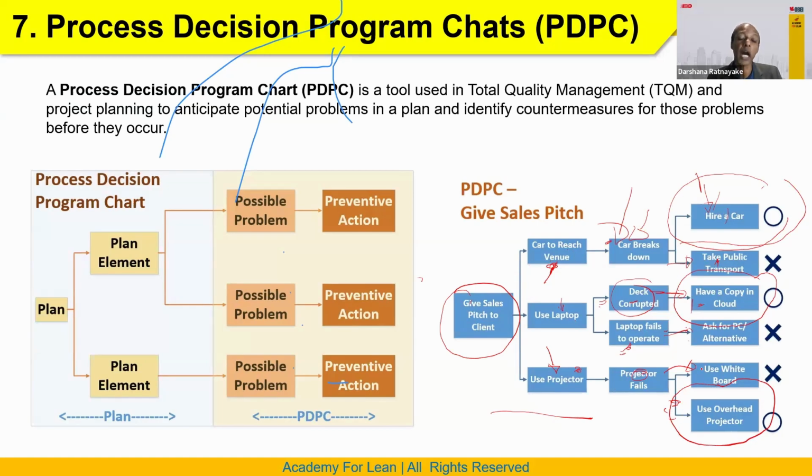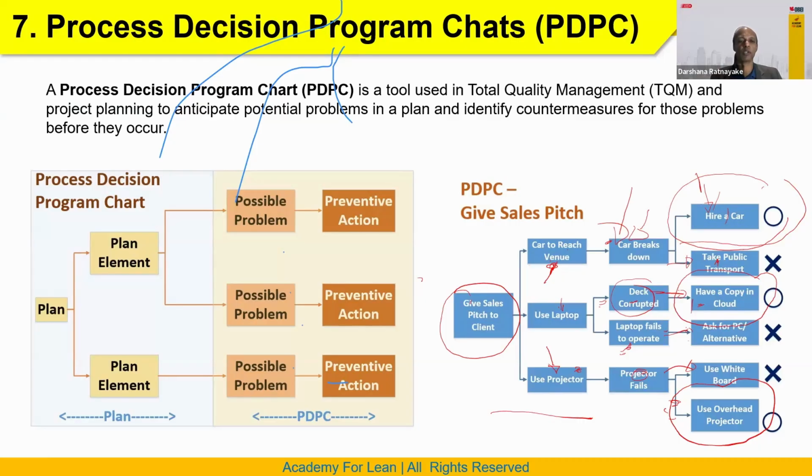Otherwise, what happens when we go there? If something happens, then we panic because we don't have an answer there. But in this process decision diagram, we assume what problems can happen, and we come up with solutions, and we are ready before we go to that action. This is a little bit like an FMEA, failure mode and effects analysis. We identify what can fail and what solutions we can have before the failure happens, or when the failure happens in the actual scenario, because we have a plan.